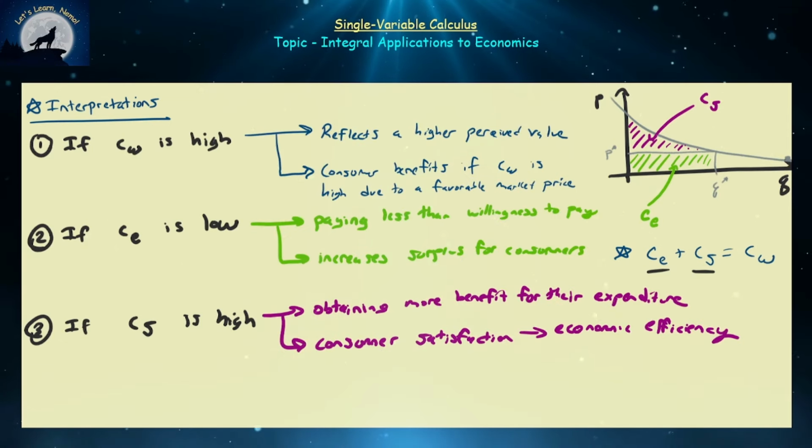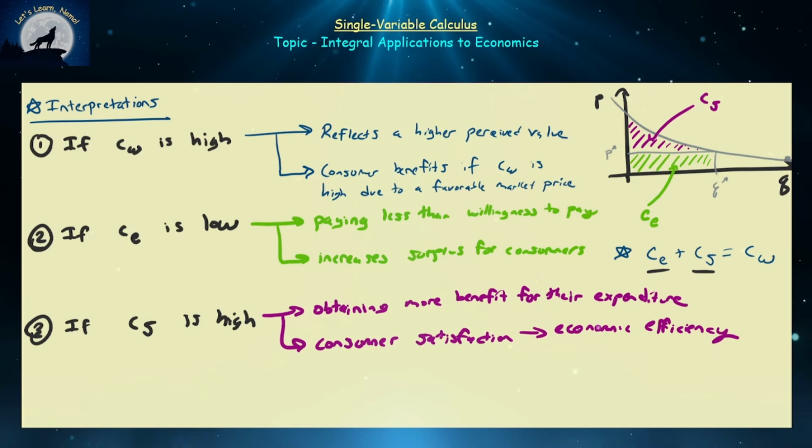If the consumer willingness to spend is high, this usually reflects a higher perceived value of the product for which the consumer is purchasing. This means that the consumer is going to benefit because there's going to be a favorable market price associated to that. And why is that? Because the cost is going to be too low for the companies, and therefore they're probably going to be increasing the price in the near future.